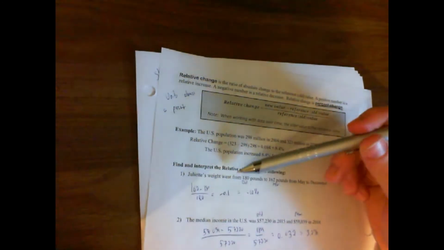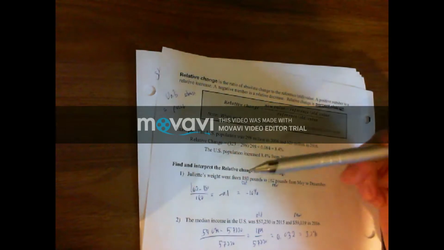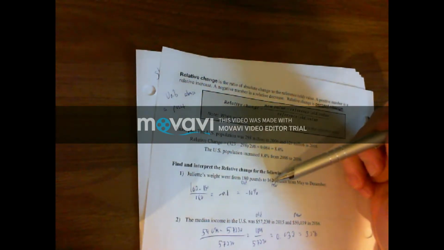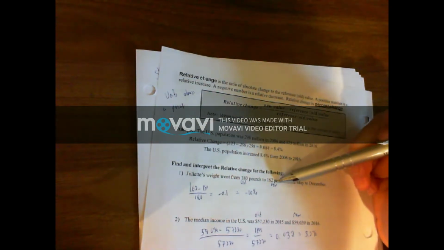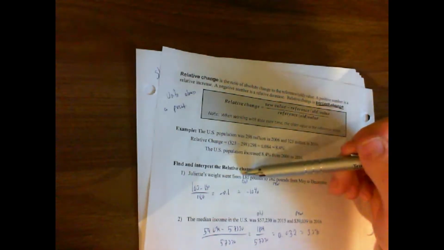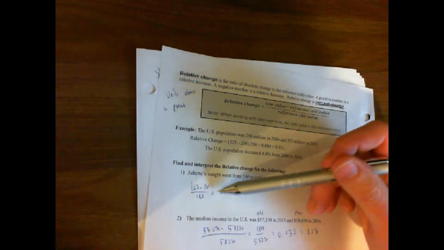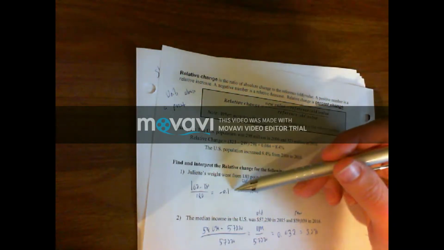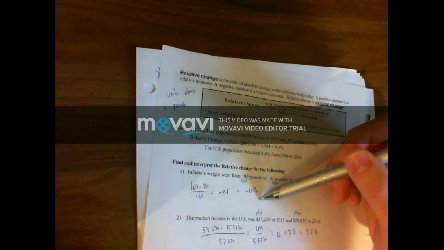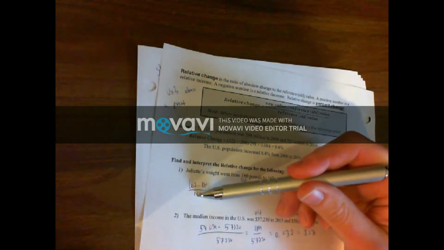So, if we go back to Juliet, Juliet's weight went from 180 pounds to 162 pounds from May to December. The new value is the 162. So 162 minus the 180. And then we divide by the 180, which is negative 0.1. Or, changing to percent, negative 10%. So we are always dividing by that old value.